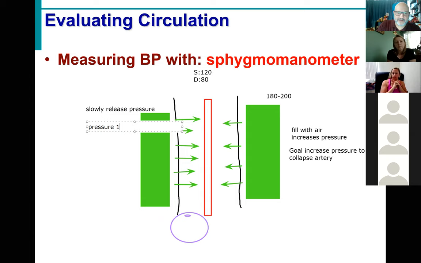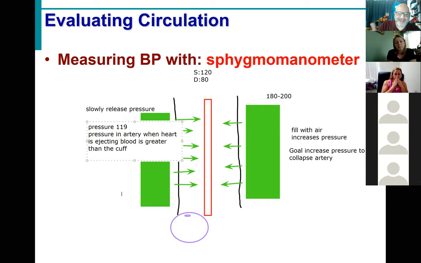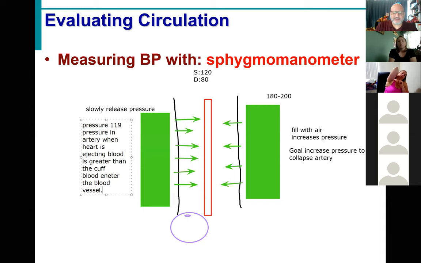Now notice, when the ventricle is ejecting blood, the pressure in the artery is greater than the pressure in the cuff. And what happens is that inflates the blood vessel. Blood can enter now the blood vessel. Now, when it enters the blood vessel, is it going to enter it really smoothly? No. When it does it, it produces a lot of turbulence. And that turbulence you hear as this whooshing sound.